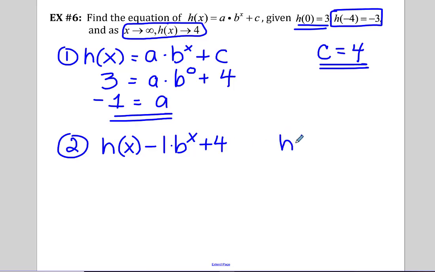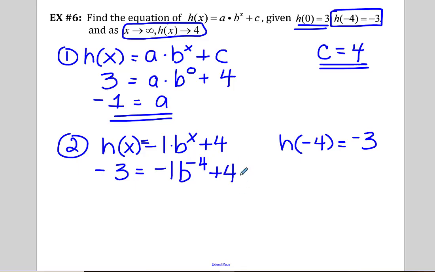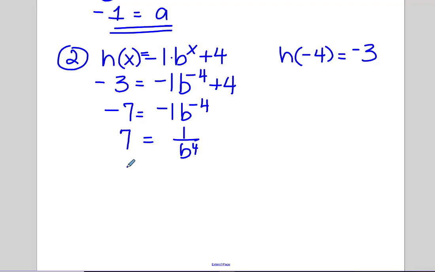But we know that h of -4 is -3. So y is -3 when we have -1 b to the x power plus 4. So taking this 4 to the other side, we have -7 is -1 b to the -4. So if we divide by -1, 7 is 1 over b to the positive 4. So b to the 4th is 1 over 7.